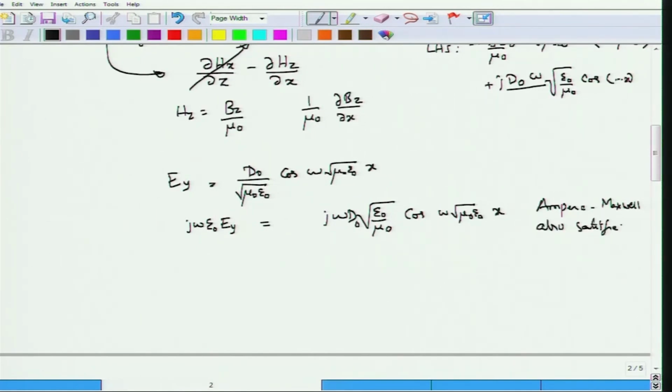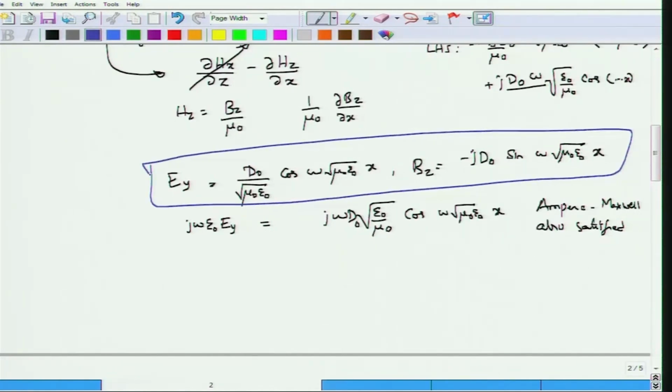So we have satisfied all Maxwell's equations, and therefore this Ey and Bz, which is equal to minus j D0 sine of omega square root mu 0 epsilon 0 into x, is a perfectly valid solution for Maxwell's equations, okay. These are perfectly valid time harmonic solutions. You will later see that this type of cos of something into x and sine of something into x would actually come up when you consider waveguides, and these are known as standing waves, okay. Whenever you have two conductors or a region bounded by two conductors, then you will actually have these standing waves. So you will see this later.